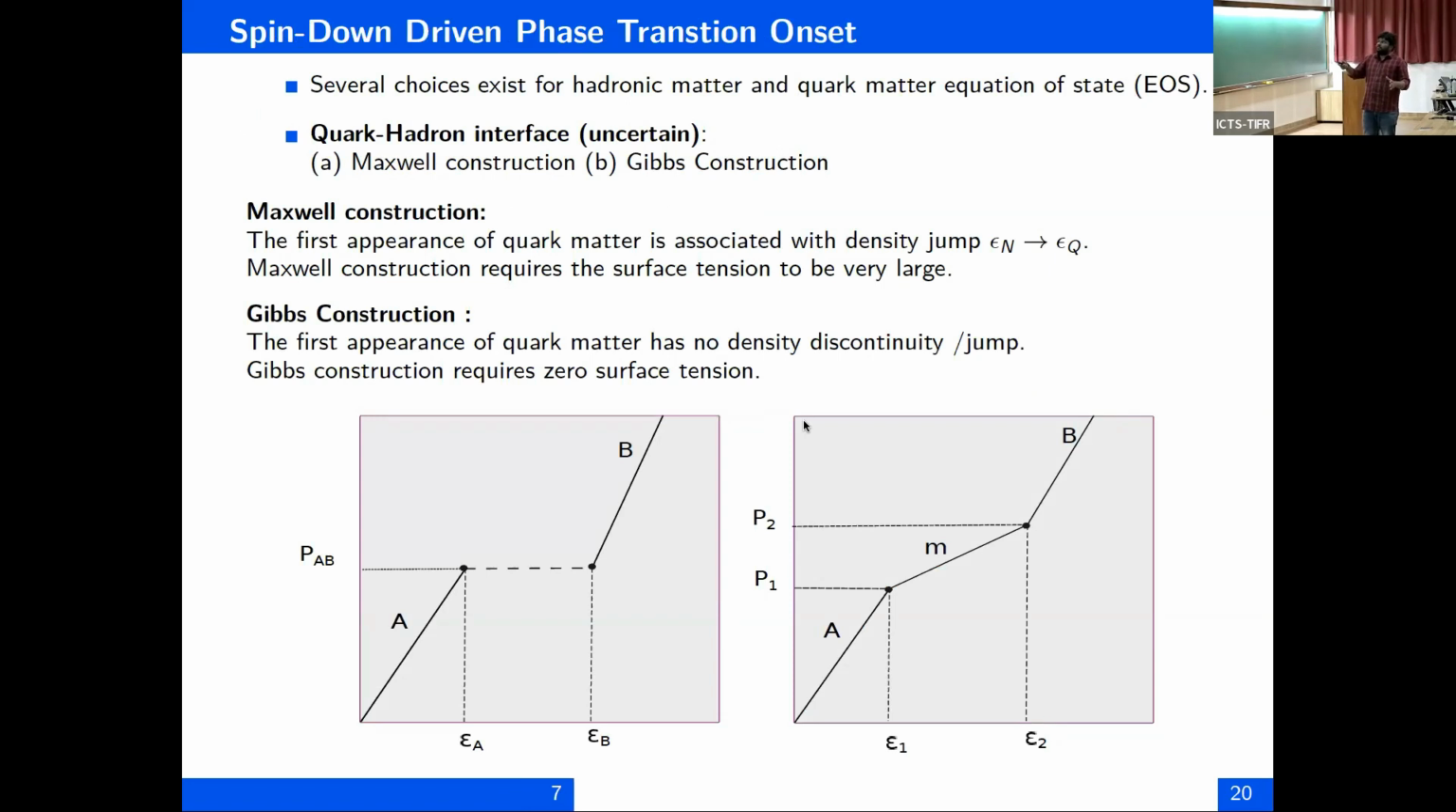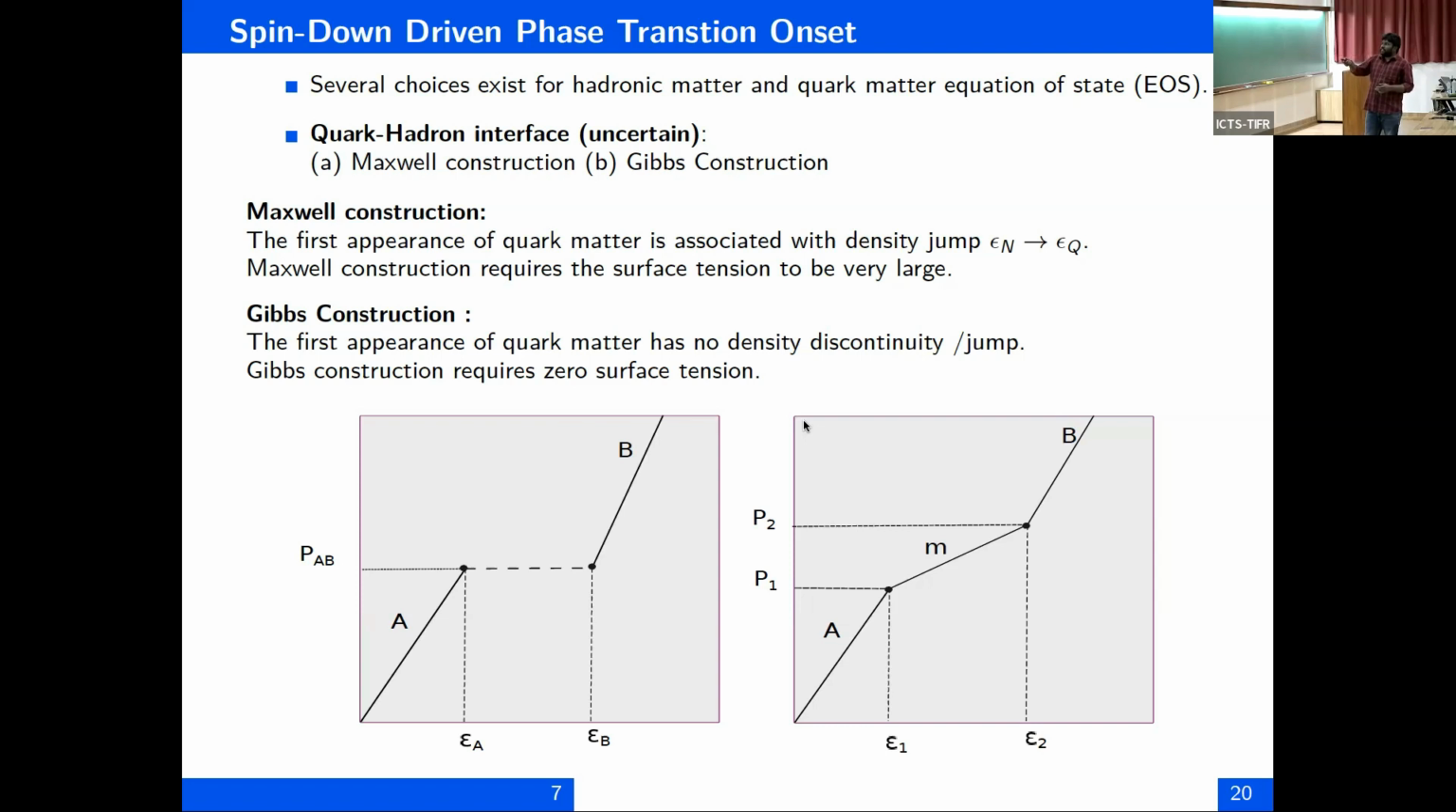Also, there are some uncertainties about the nature of the quark hadron interface. The uncertainty is that when the quark matter appears for the first time inside, whether that quark matter and the nuclear matter will touch each other smoothly, or whether there will be a density discontinuity. For example, here we can see the pressure versus energy density plot, and you will see this is the nuclear matter, this is the quark matter, and there's a density jump here, and this is called the Maxwell construction.